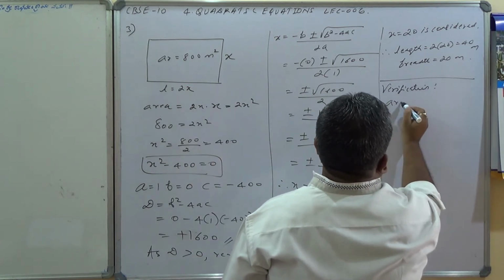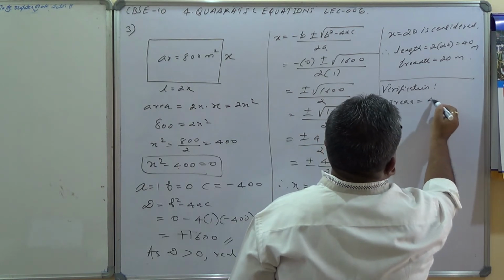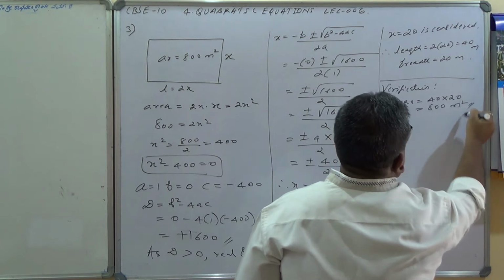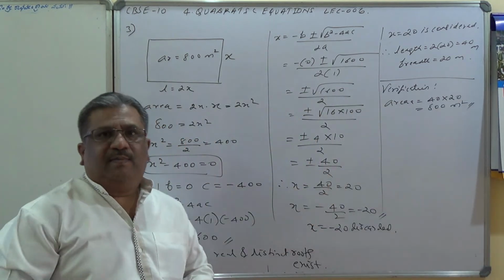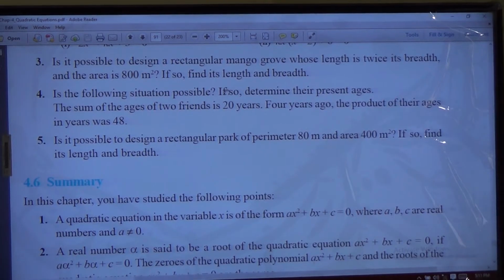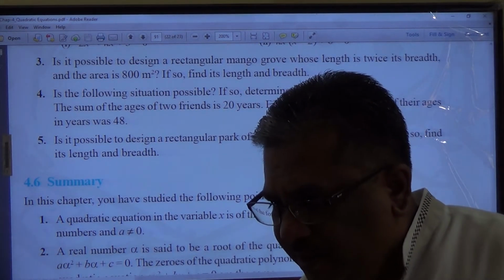Verification: area equals 40 into 20, which is 800 square meter. So the answer is correct. Please note it down. Next one, let us take the fourth problem.